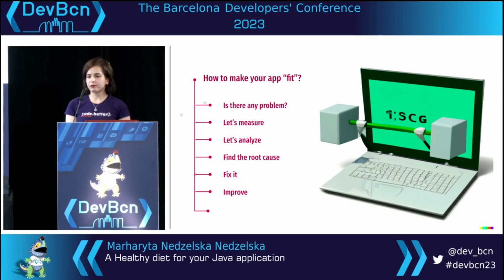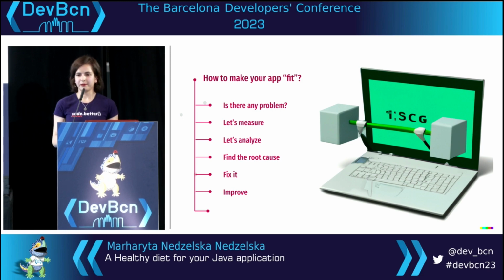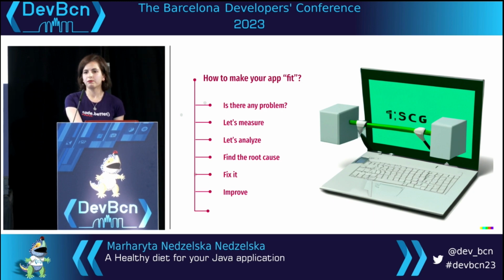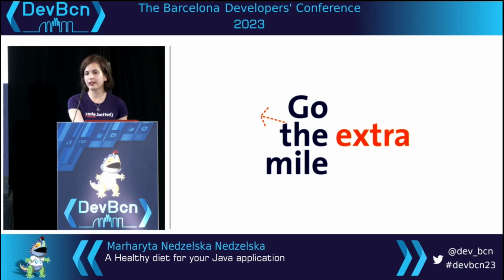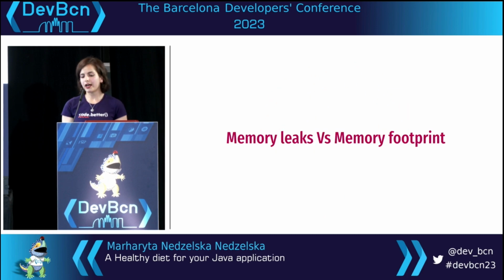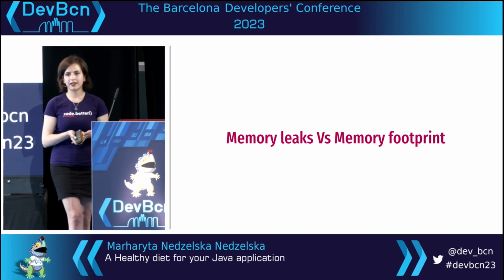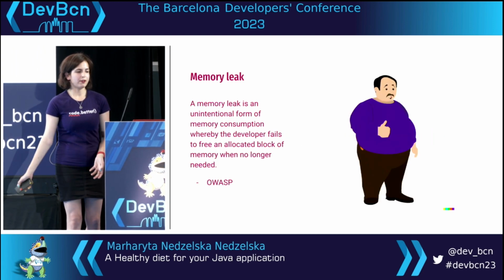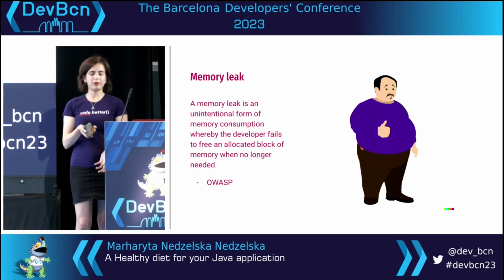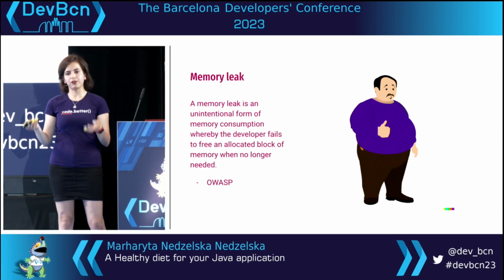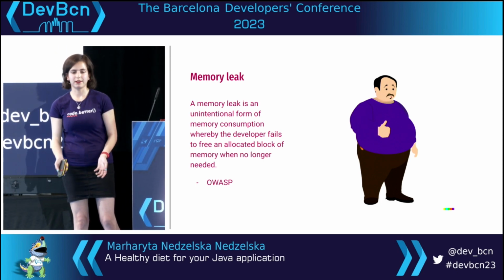The next step, as long as getting back in shape, is to improve things. So you don't have huge problems, you don't have leak anymore, but let's do better. Let's go the extra mile. And here I would like to talk with you a little bit more about memory leaks and memory footprint. According to OWASP, memory leak is a situation when you're using memory that you don't need.